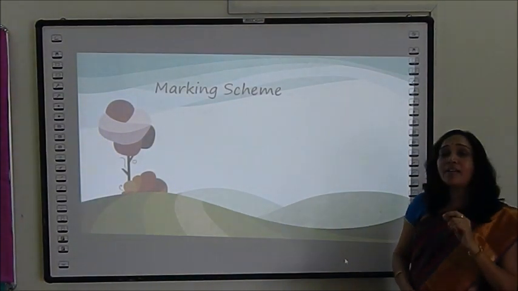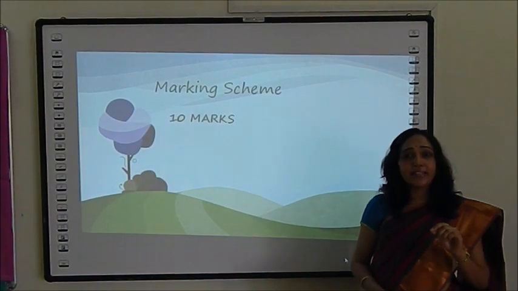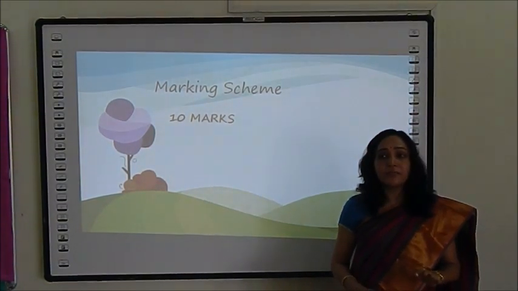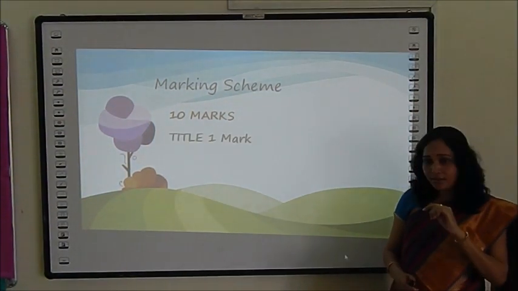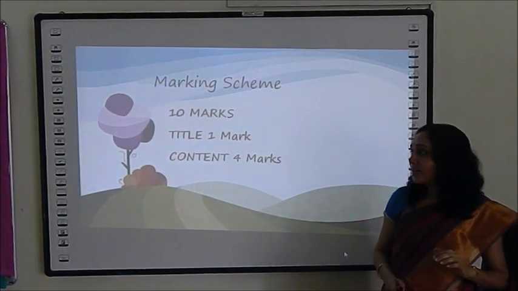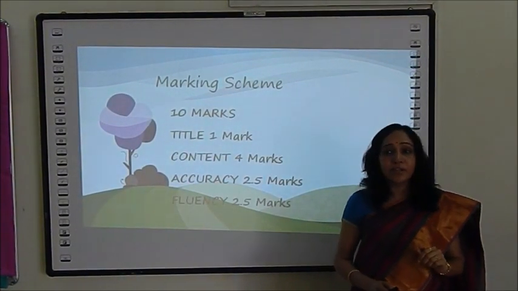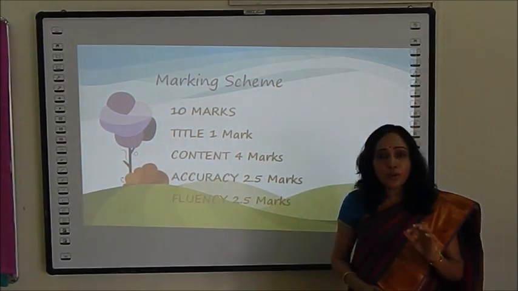Let's see the marking scheme. A short story carries 10 marks. 1 mark for title. The content carries 4 marks. 2.5 marks for accuracy and 2.5 marks for fluency.